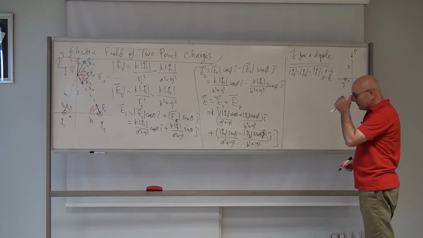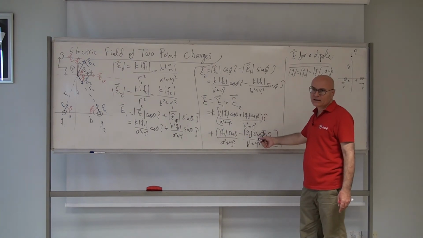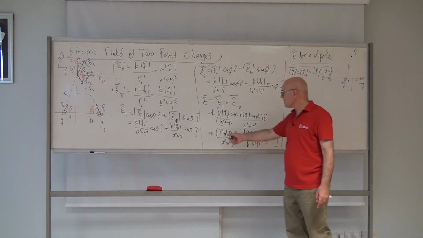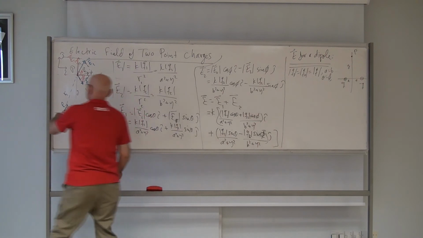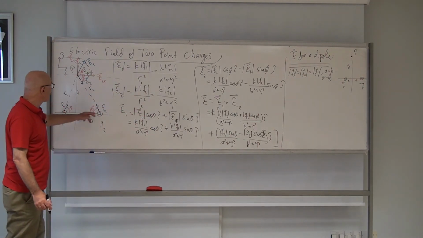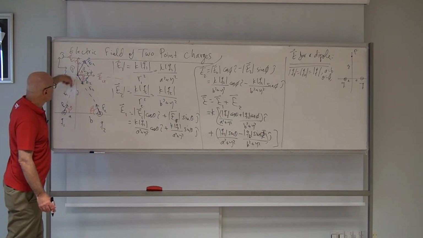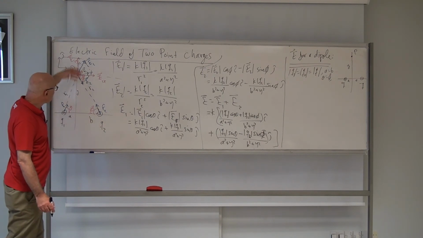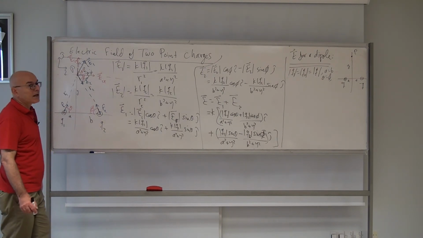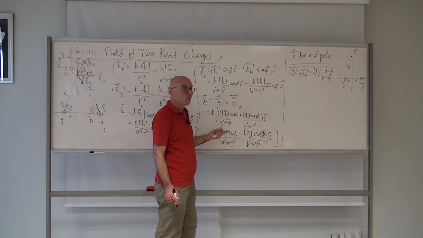And also we can say that A is equal to B and theta is equal to phi due to the symmetry. Now, it's straightforward to see that this expression will give you 0, because when these are equal, they will cancel each other, which is what we expect from symmetry. The magnitude of the electric fields of these two charges will be the same, the angles will be the same, so the y components of the field of Q plus and Q minus will be equal and opposite, so they will cancel out. You will have only the x component.